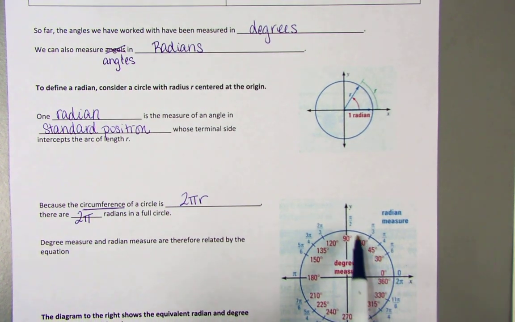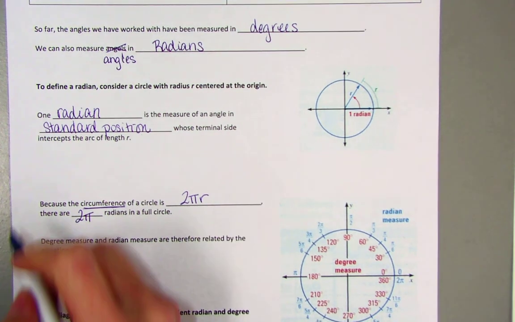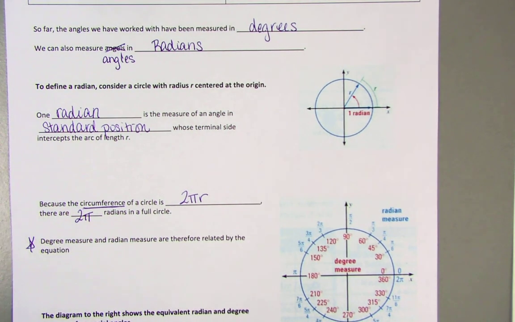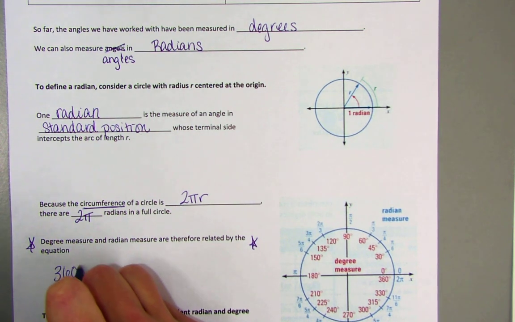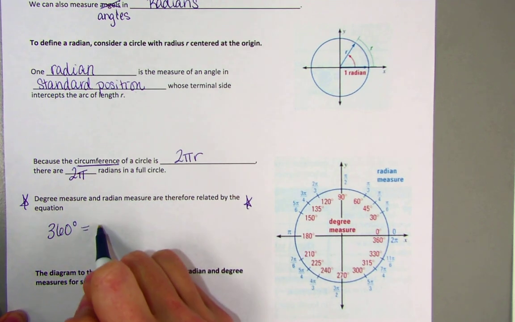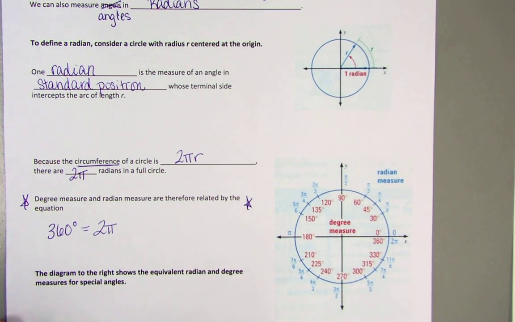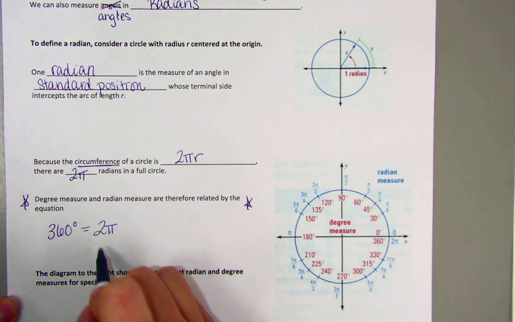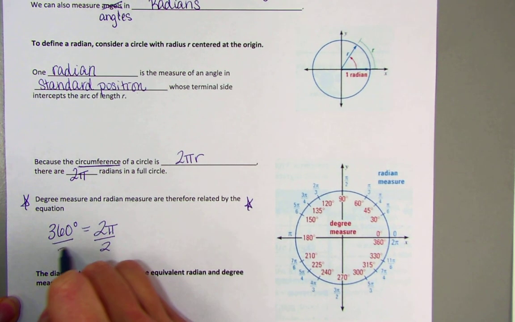Because the circumference of your circle is 2 pi r, there are 2 pi radians in a full circle. So this following part is kind of important. We can look at the relationship between degrees and radians pretty easily. Since there's 360 degrees in a full circle, we also know that there are 2 pi radians in a full circle. The relationship can be easily found by dividing both sides by 2.